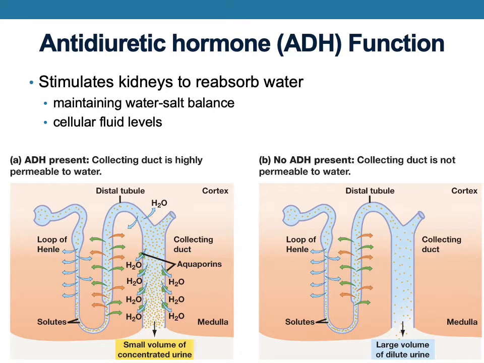It's even more important than aldosterone, plus it doesn't require the kidneys to exchange any ions to reabsorb water. ADH is essential for preventing dehydration by maintaining the water-salt balance in the body and in cellular fluids.